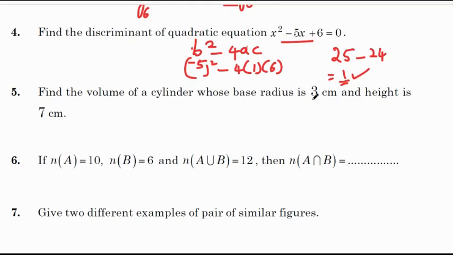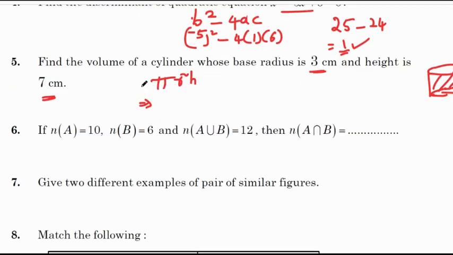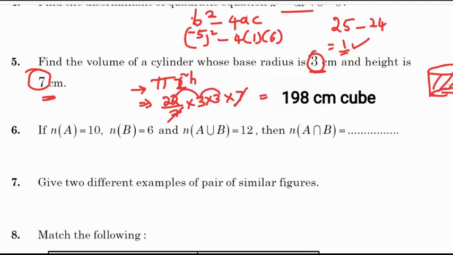Find the volume of a cylinder whose base radius is 3 centimeters and height is 7 centimeters. So we know the volume of a cylinder formula, which is nothing but pi r square h. Pi value is 22 by 7. Radius is given as 3 centimeters, so I will write 3 into 3. I'm writing it 2 times because of r square. And the height of the cylinder is given as 7 centimeters, so I will replace h with 7. So the 7s get cancelled. 22 threes are 66.